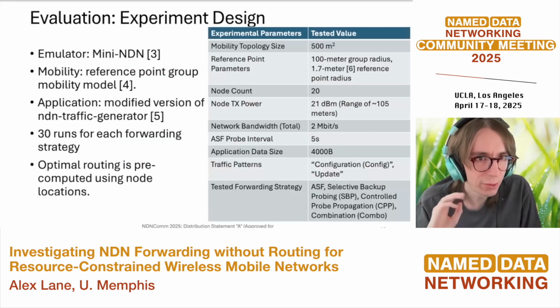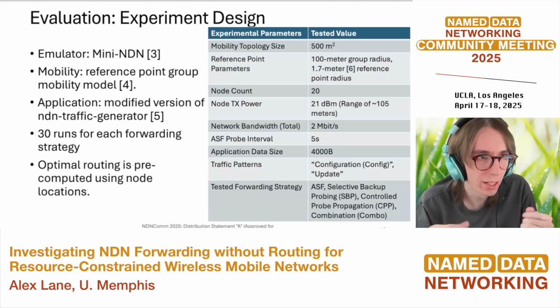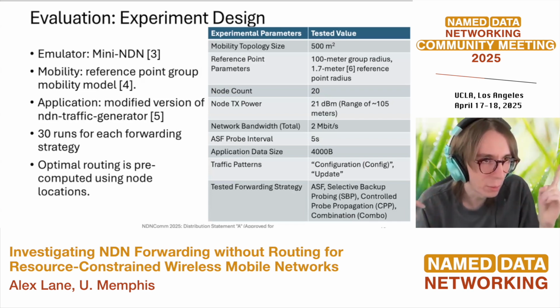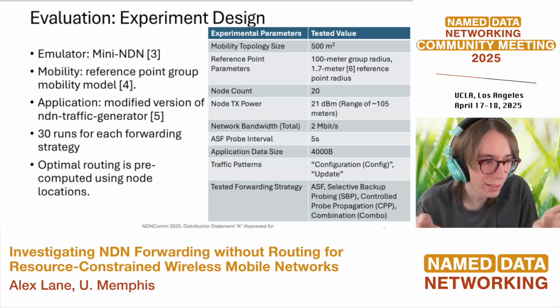We did some evaluations in Mini-NDN, so briefly, to go over our model. We had 2 groups of mobility using the reference point group model. We won't go too much into depth on this. Each group has 1 node designated as a group center. This is purely for application purposes and not for mobility, and 9 nodes we call group clients.